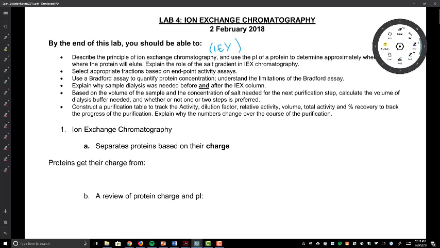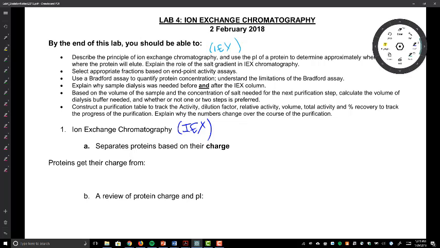So let's start talking about the basics of ion exchange chromatography, or IEX again. This type of chromatography separates proteins based on their charge. So in a protein, where do proteins get their charge from? I want you to pause and write down some of the places where proteins may get their charge from.